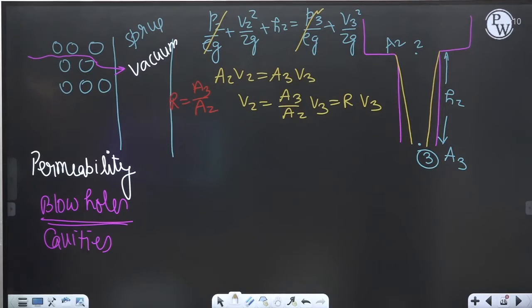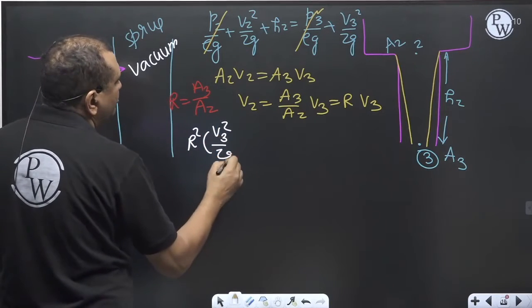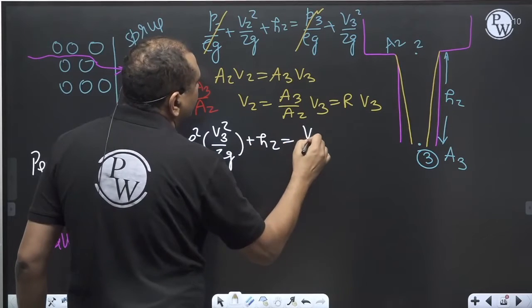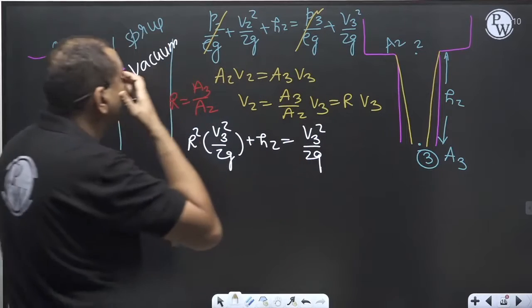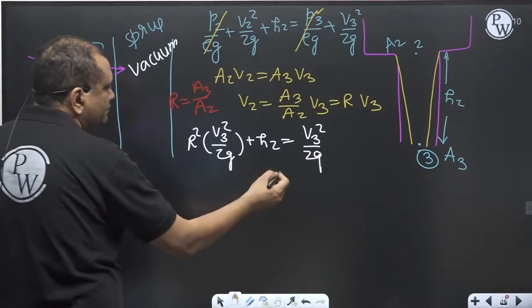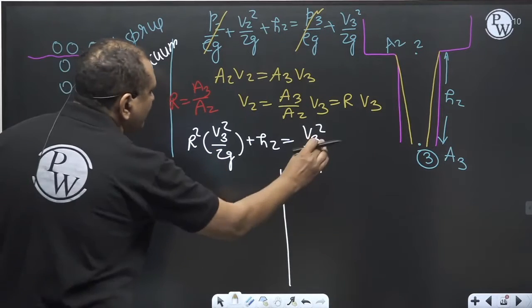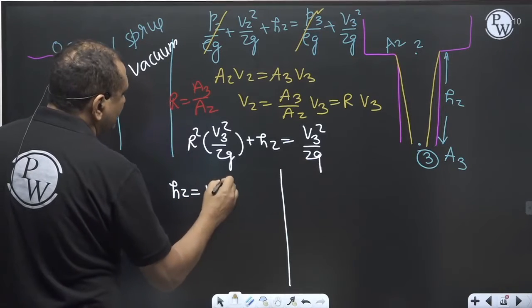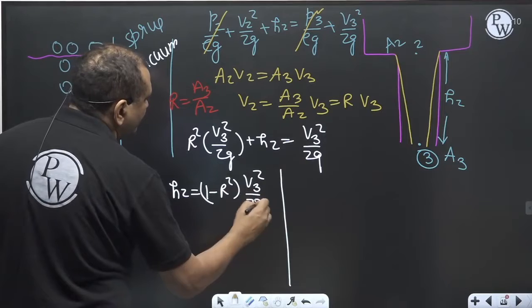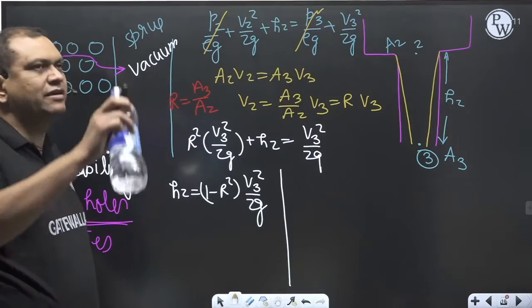Okay? Put it here. So R square V3 square by 2g plus H2. This I have put here from my continuity equation. Bring this factor on this side. So H2 is nothing but 1 minus R square times V3 square by 2g. So step by step, if we follow, things are extremely easy.